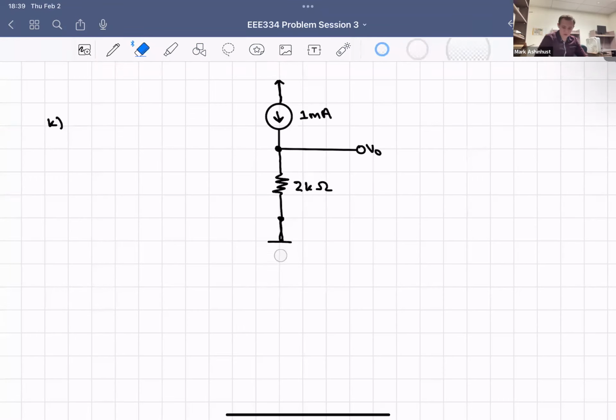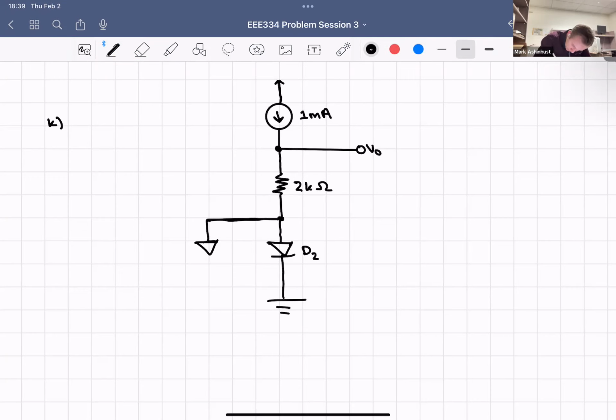This is a configuration you might see in the future. This will probably come up again. It might actually come up again in one of our other homework problems. And then this goes straight to ground, that's D2. And we have another one coming back out here, and we'll name this D1. Oh, that's a long one. We'll name this D1. And D1 is what's connected to V input.